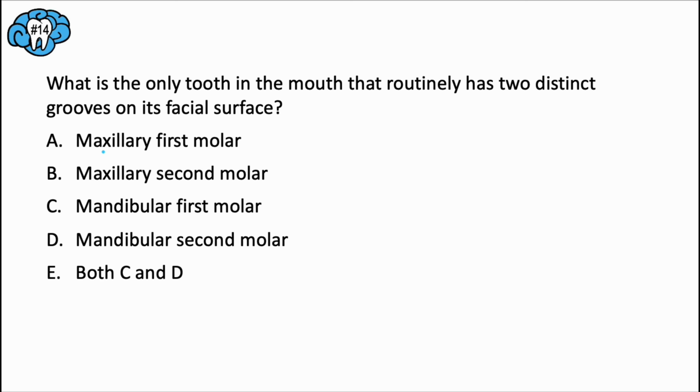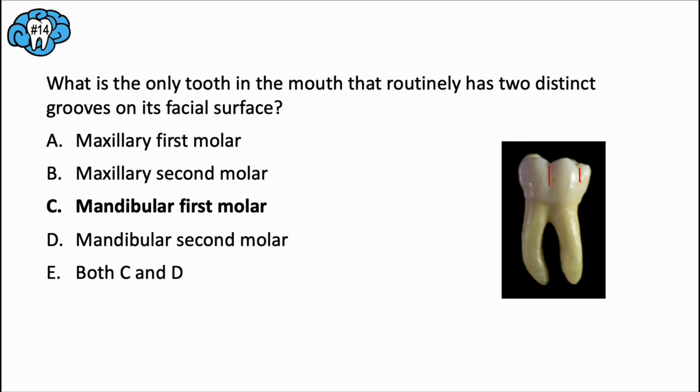But if we add in a third facial cusp, then we're going to have a second groove. And thanks to the distal cusp of the mandibular first molar, we typically end up with a subtle distofacial groove in addition to the regular facial groove. The mandibular second molar is tempting, but it does not routinely have a distal cusp, so it does not have a second facial groove. So the answer to this question is C and only C.